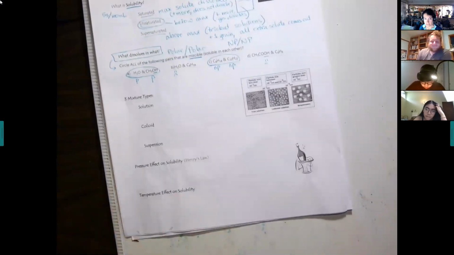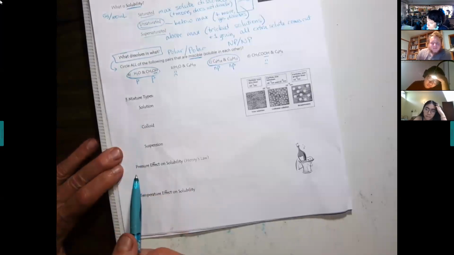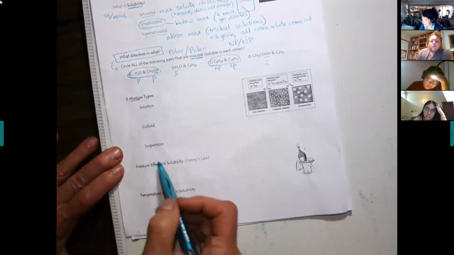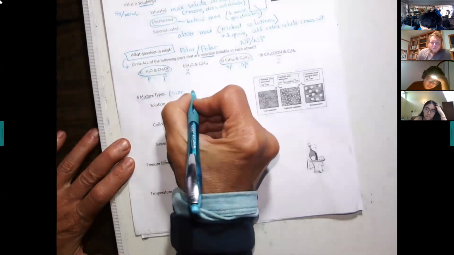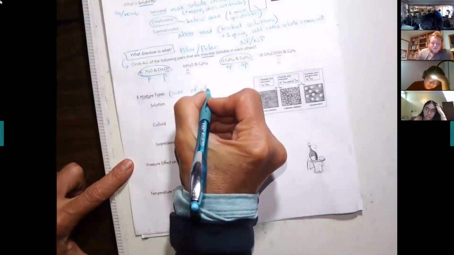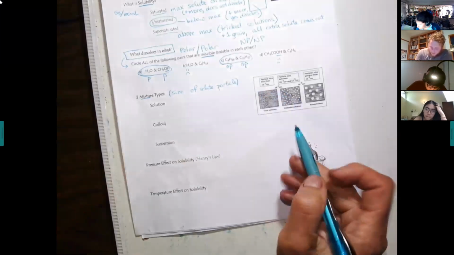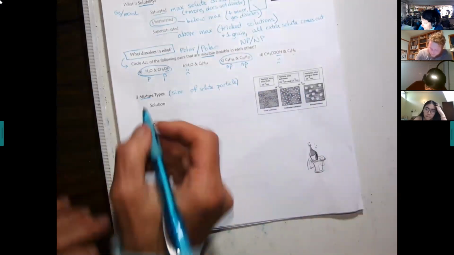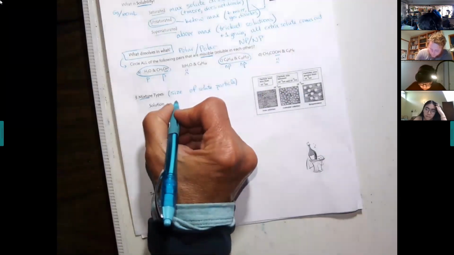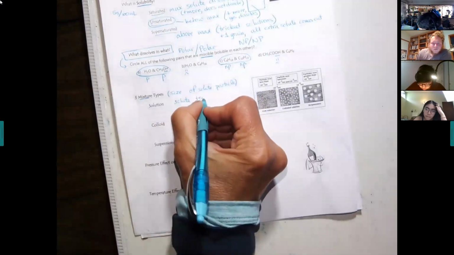All right, the next one is just some terminology again, on this page. These are all three types of mixtures, and the difference is the size of the solute particle. There's a little picture next to it with really little words, and I'll have students memorize that. You don't really need to memorize it. A solution means the solute you cannot see. The solute is really itty bitty, teeny weeny, itsy bitsy.